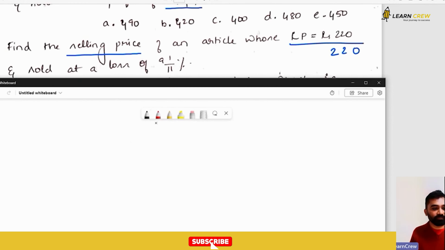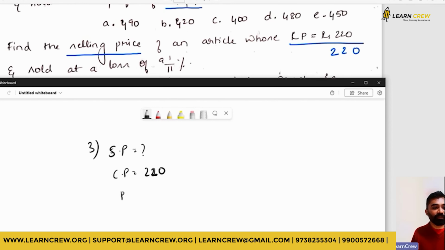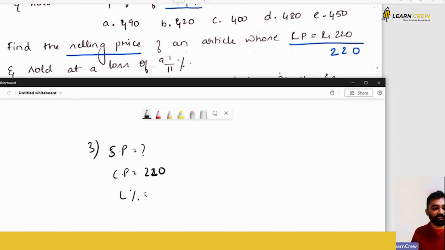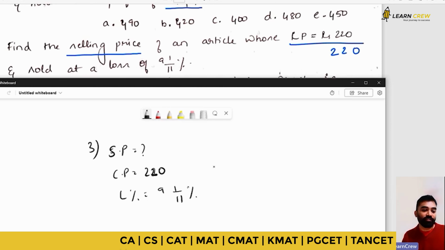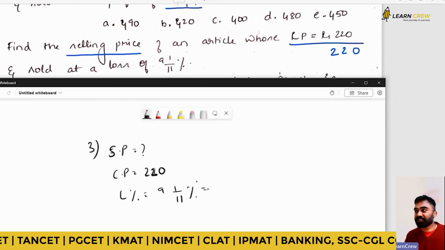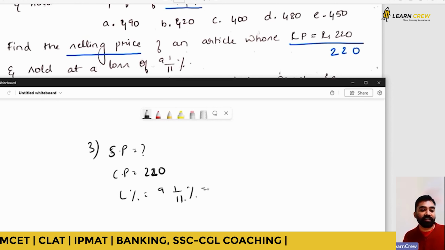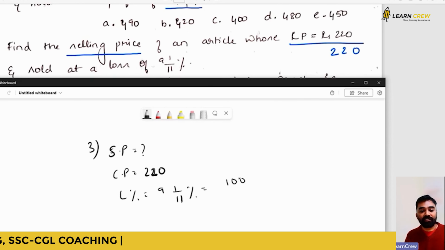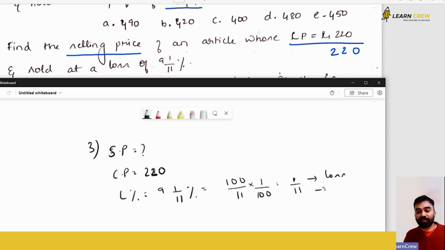Okay. What's given in third? Selling price you need to find out. Cost price is given, 220. Sold at a loss percentage of 1 by 11%. All clear till here? Now, if this is given in percentage, the first step is to convert the percentage into a fractional value. So 9 into 11 is 99. 99 plus 1 is 100. 100 by 11. Remove the percentages. So it becomes 1 by 11 ratio. So this becomes your loss. This becomes your cost price. Until this point, everyone clear?